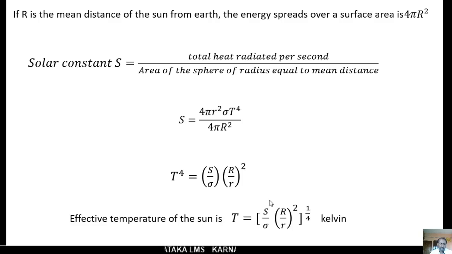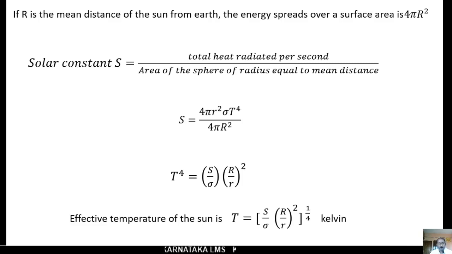This temperature, 5730 Kelvin, gives the effective temperature of the sun acting as a black body radiator. The actual temperature of the sun is higher than this value. The temperature of the sun is usually taken as 6000 Kelvin.